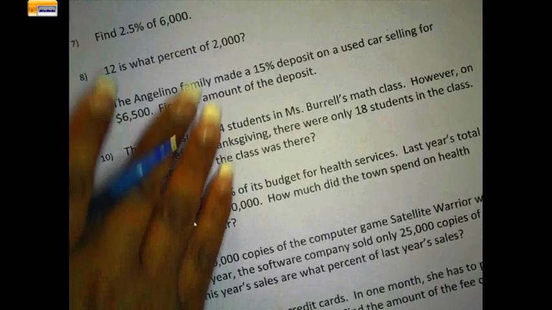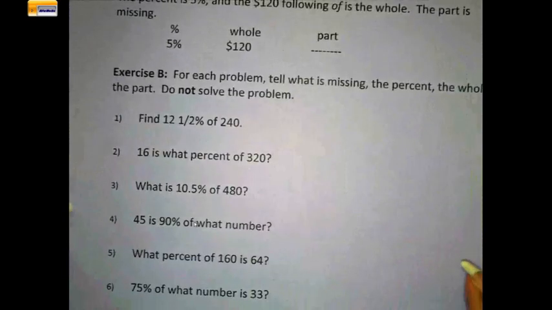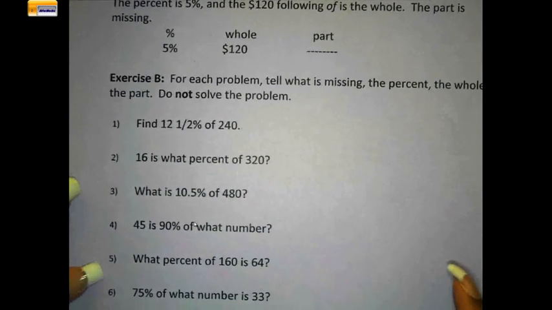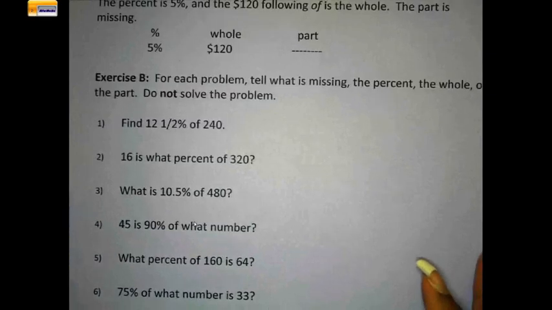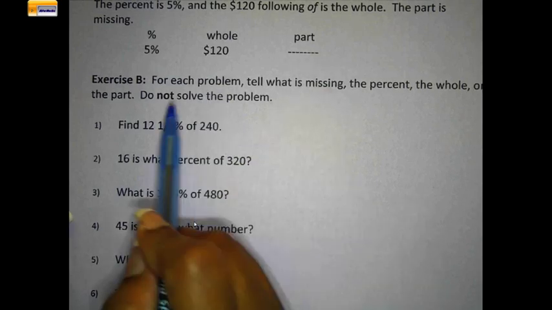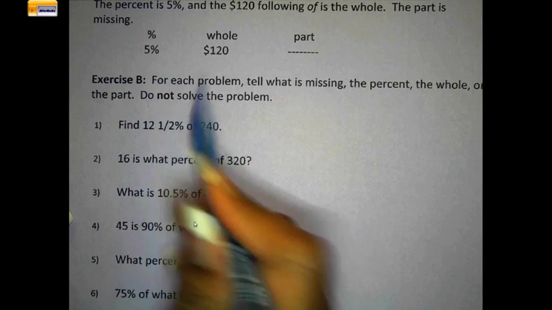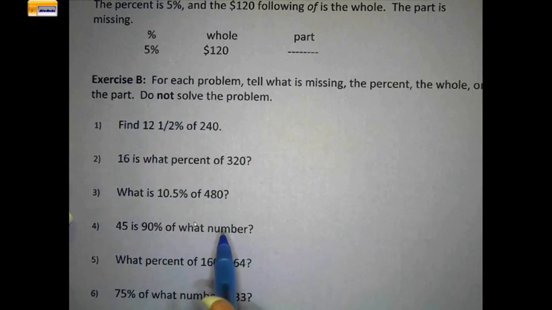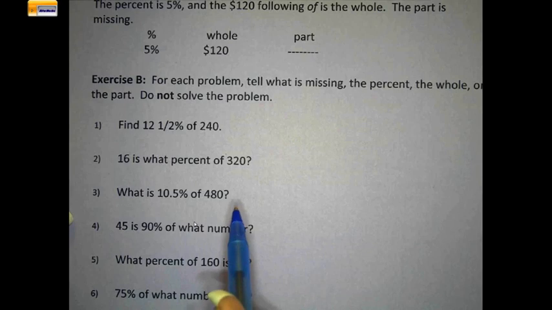Okay, the next activity you have to do is on page 4, exercise B at the bottom. What does the instruction say in exercise B? What are you supposed to do? Tell what's missing, the percent, the whole, or the part. And then what does this say? Okay, so don't you be solving these. You're just supposed to tell me what's missing. Follow instructions. And the instructions say do not solve.